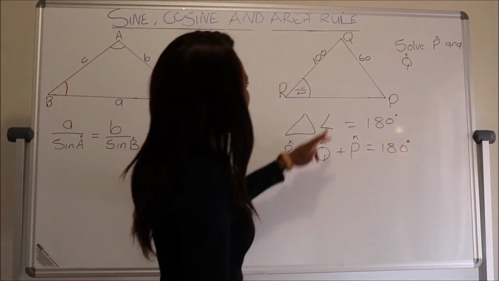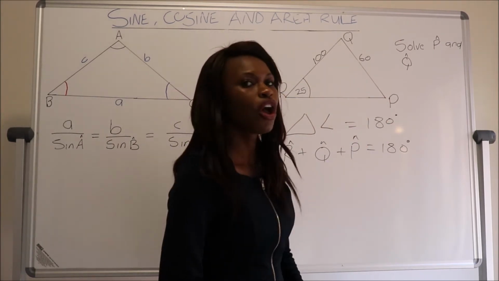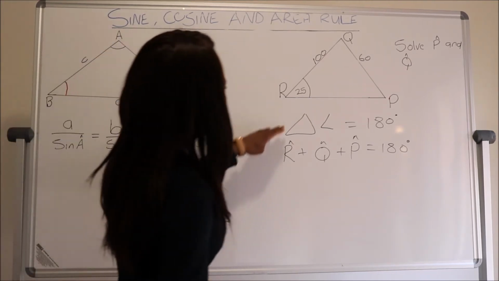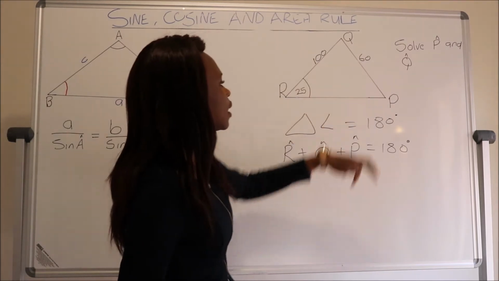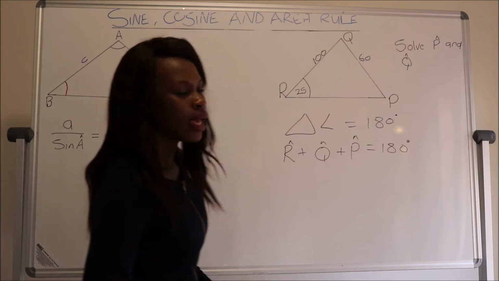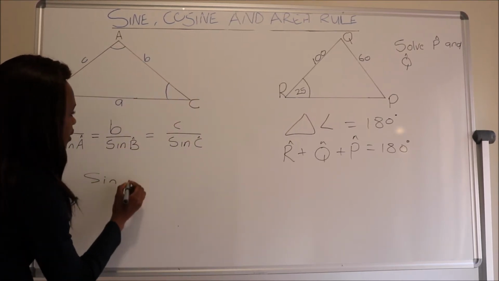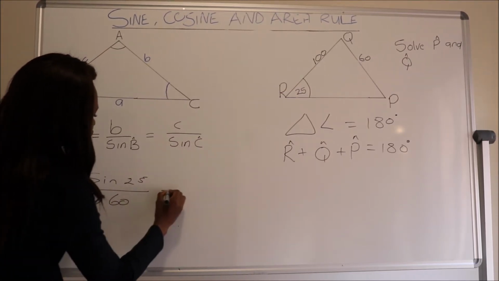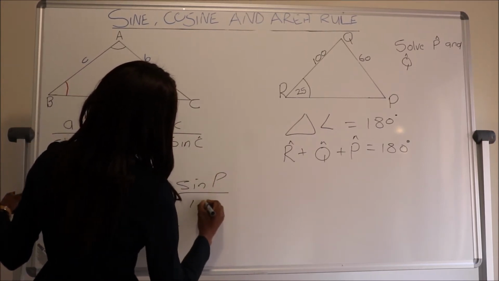Then to solve for the angle of P and also for the angle of Q, what we can do is use the sine rule, so that we will be able to find the angle of P. Let's say we use R and 60, and then P and 100. Then it will be the sine of 25 divided by 60 equals the sine of P, which is the unknown, divided by 100 units.